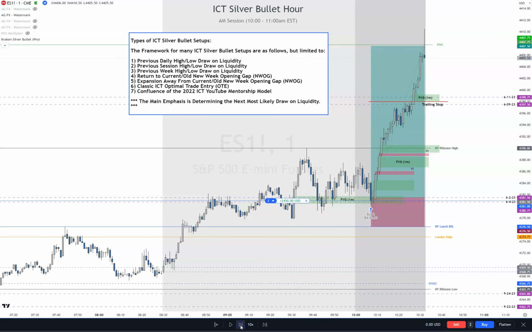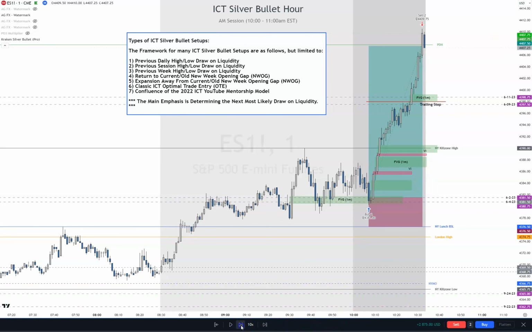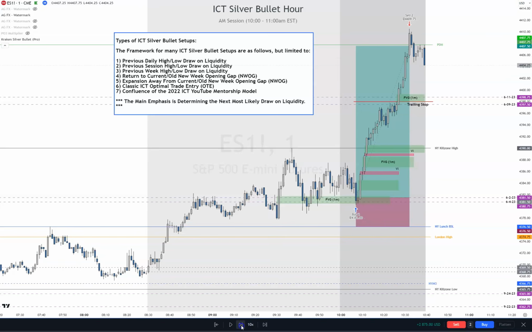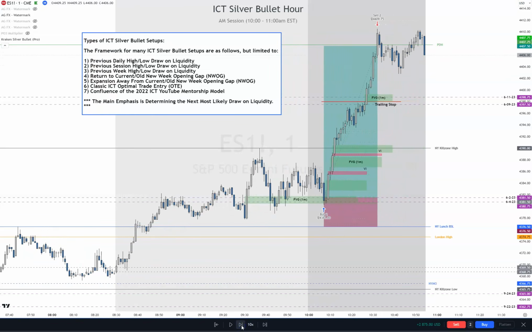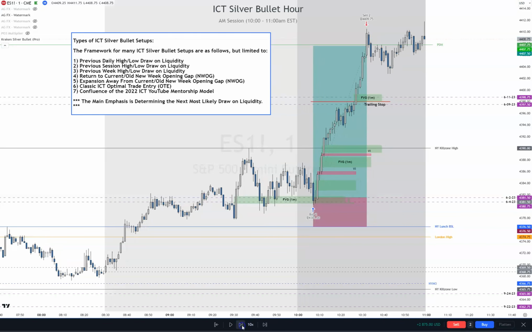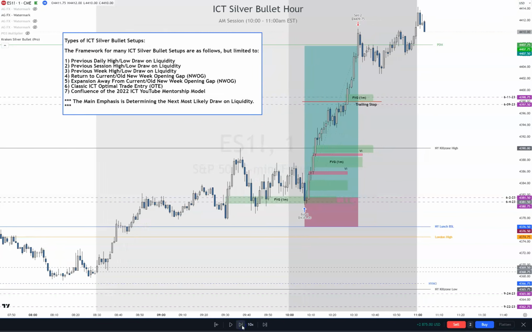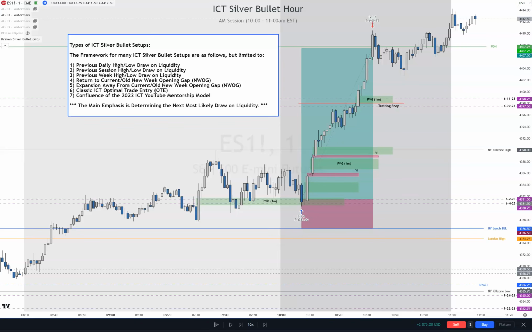All right, flatten. Done. See how the rest of the hour played out. Okay. All right, let's turn off the long position and let's go over this.